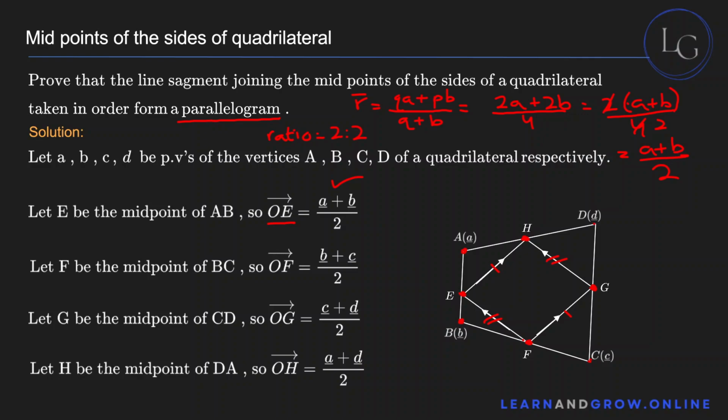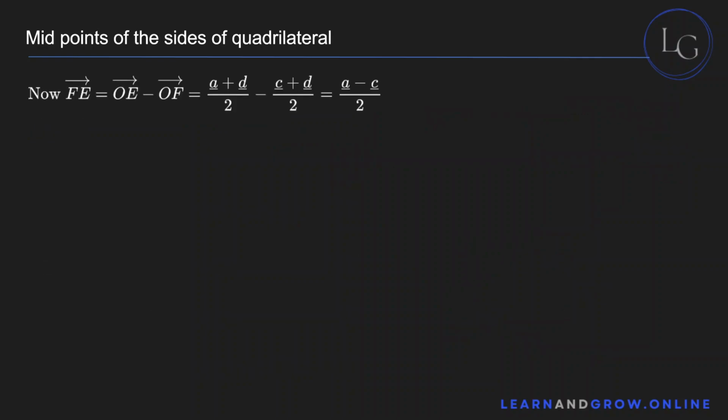Okay, now that you have this information, you know that FE is equal to OE minus OF. Obviously, that's just how it is. If you draw out the whole thing, you can use the head to tail method to see that FE is equal to OE minus OF.